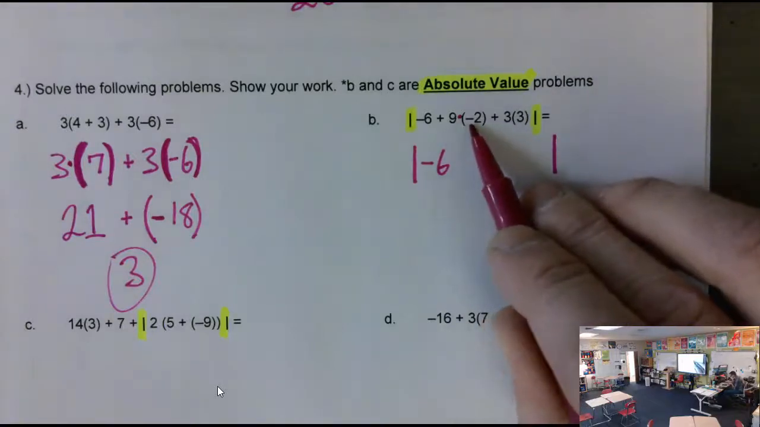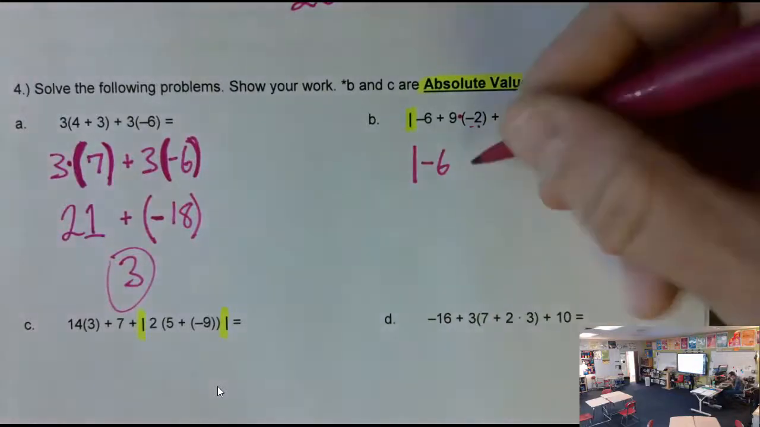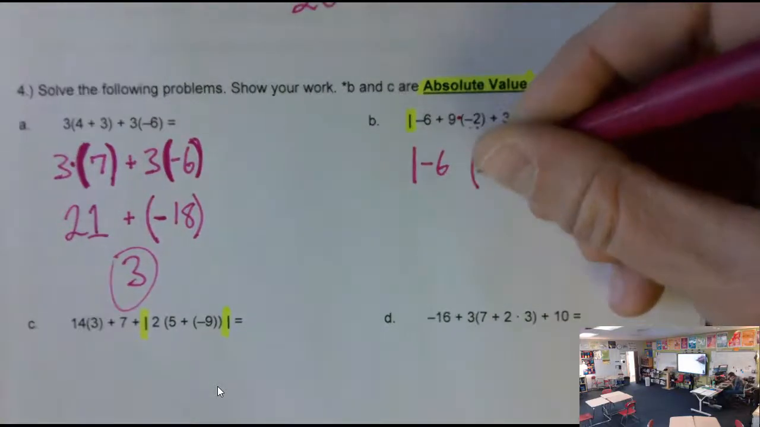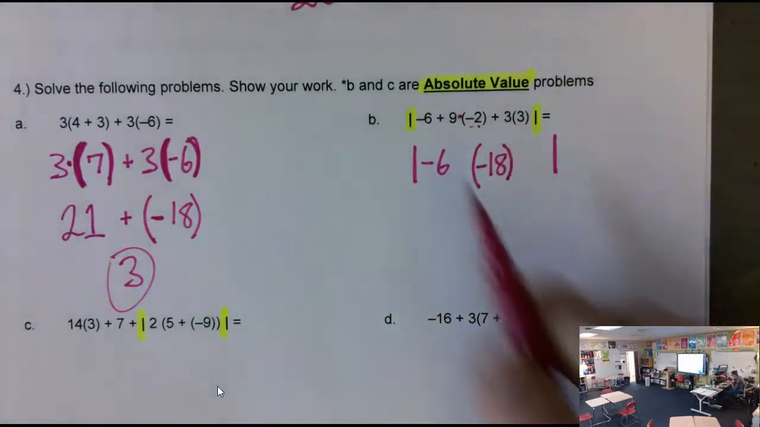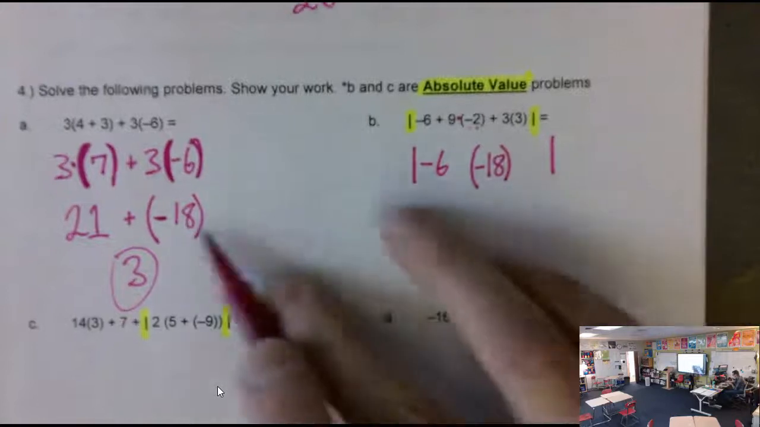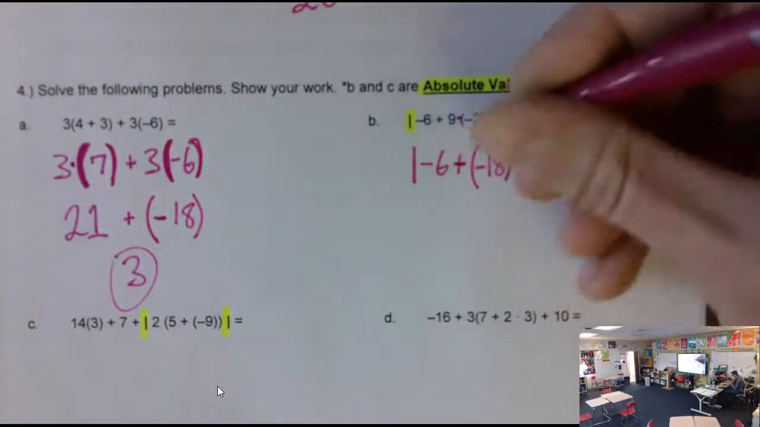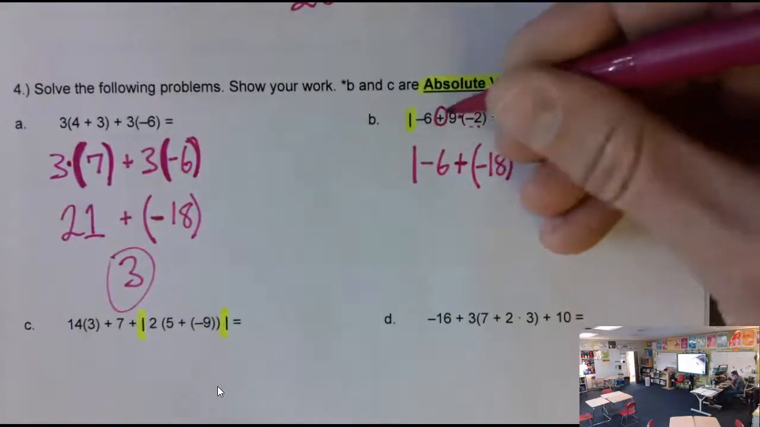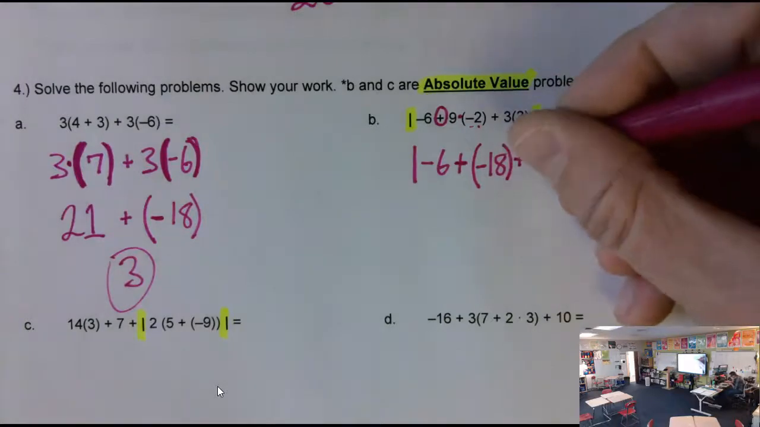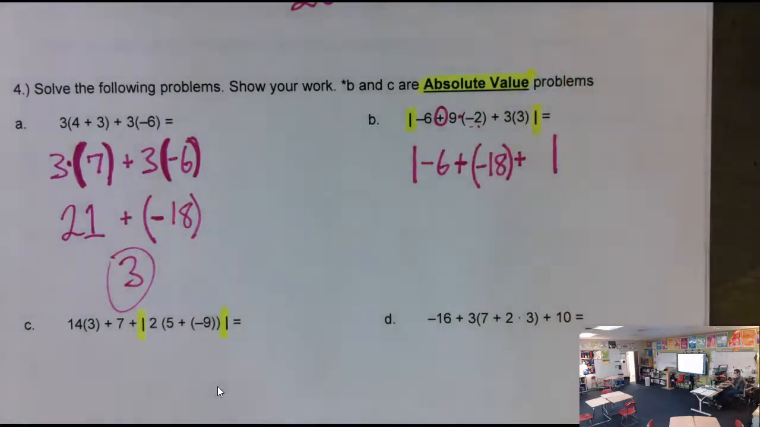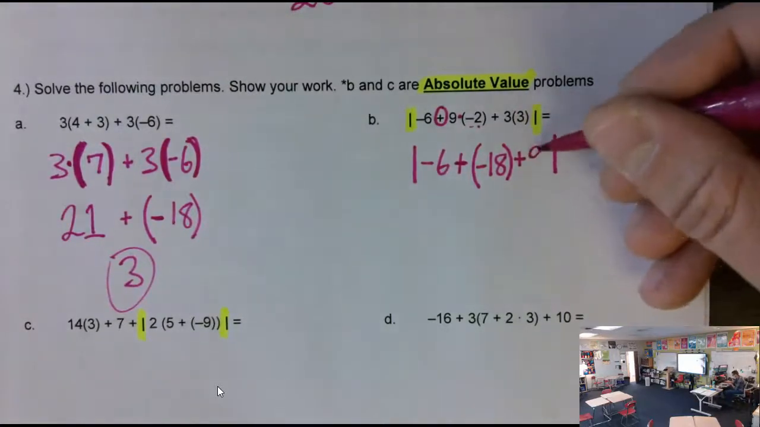So 9 times negative 2, what would 9 times negative 2 be? Negative 18. Hey, look, negative 18 there and there. I know, I think I'm funny. But we need to put a plus sign here because it's and, right? Just like this plus sign that we had up here, we have and the negative 18. And what's 3 times 3? 9.